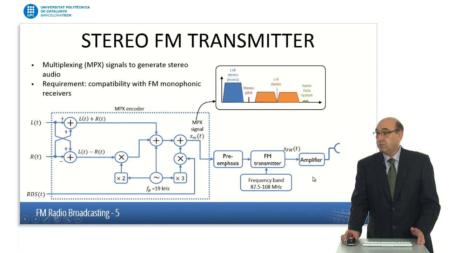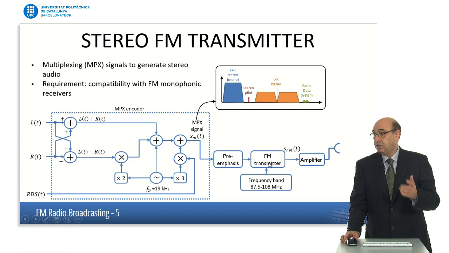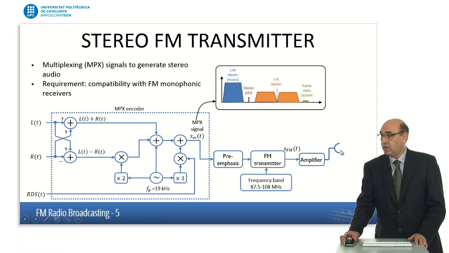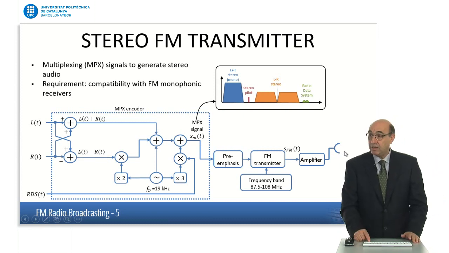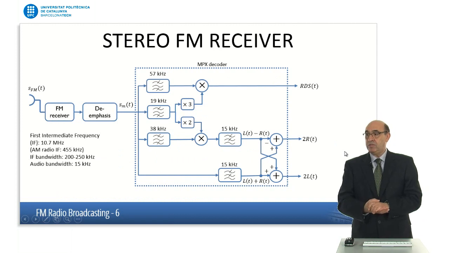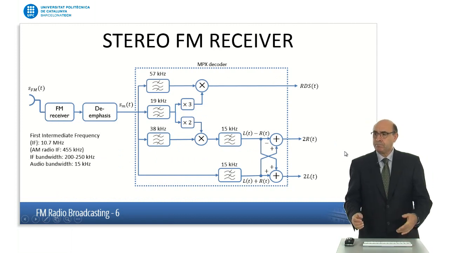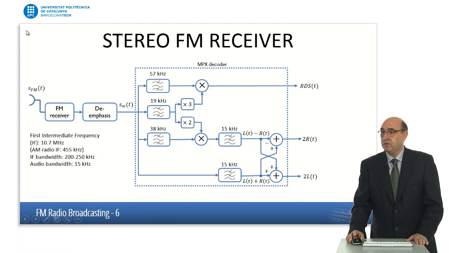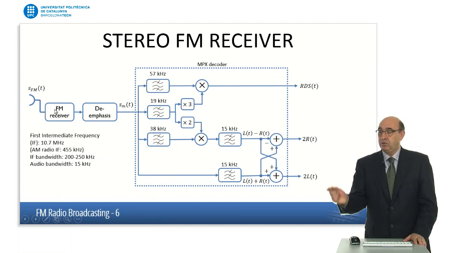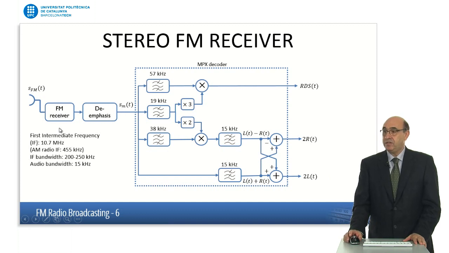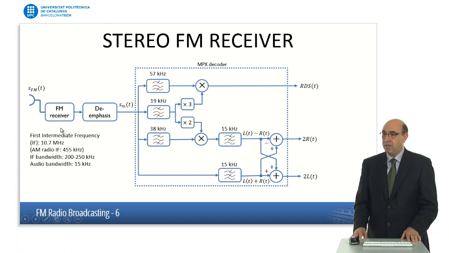And now here we attack the RF, the FM transmitter, and send it after amplification to the 1 kilowatt in this case we are discussing, and then you send it through the antenna to the air. On reception, you do exactly the inverse. And in all those receivers, the first thing they do, when you tune the receiver, is change the local oscillator frequency and bring the signal to an intermediate frequency that in FM radio is 10.7 megahertz.